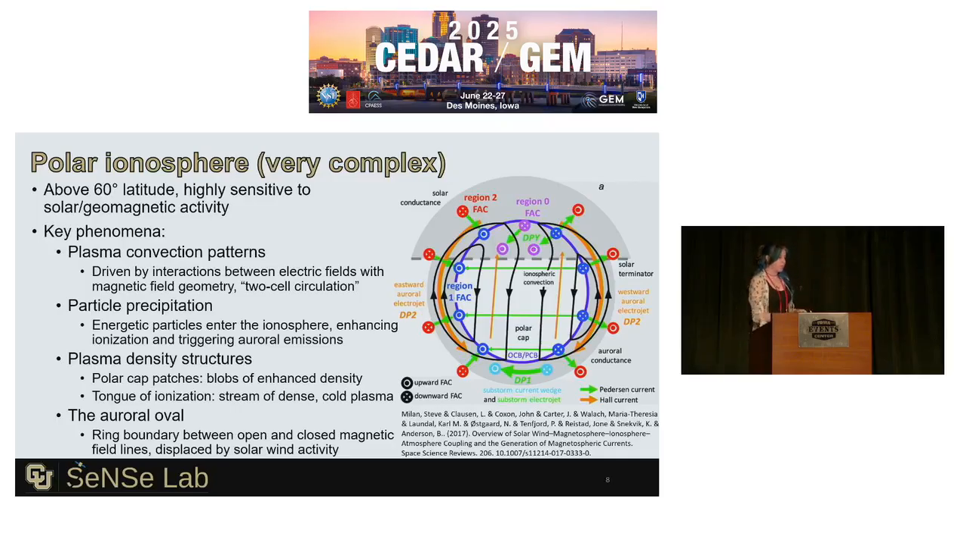We've got particle precipitation of enhanced and charged particles entering into the ionosphere. We've got plasma density structures such as polar cap patches, enhanced densities, streams of cold plasma called ionization tongues, and of course we've got the auroral oval. This is defined as the ring boundary between open and closed magnetic field lines that is displaced by solar wind, and this is of course where the aurora occur.